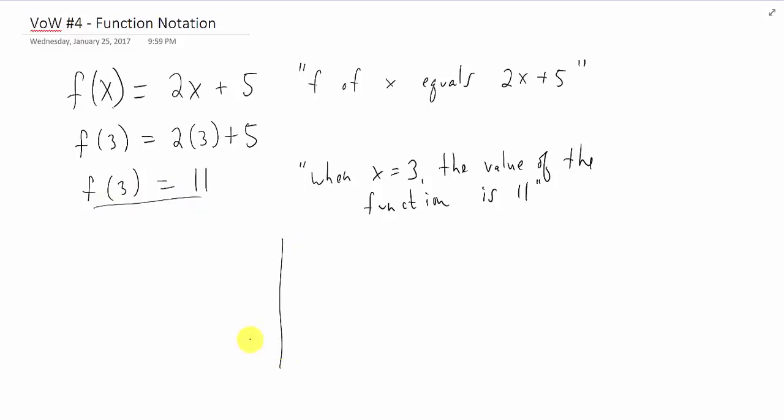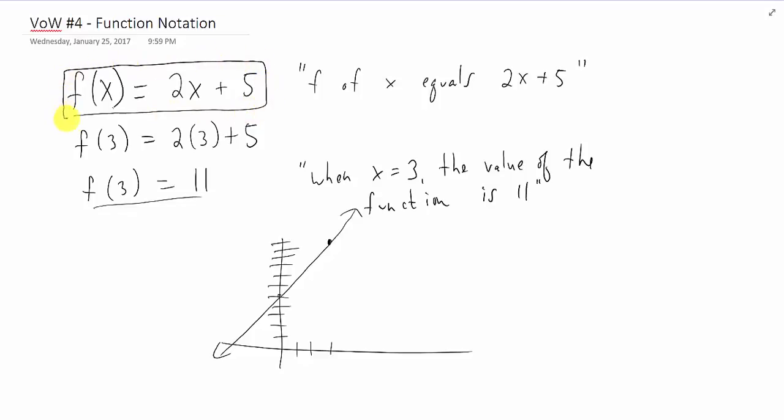Now what does that look like on a graph? Well, it just says whatever this function looks like, at x equals 3, the value of it is going to be way up here at 11. And you've studied lines from the previous chapter, so you actually know that this line's going to look something like that. It passes through the point (3, 11). But that's not really the point of this chapter. The point of this chapter is dealing with and understanding function notation.